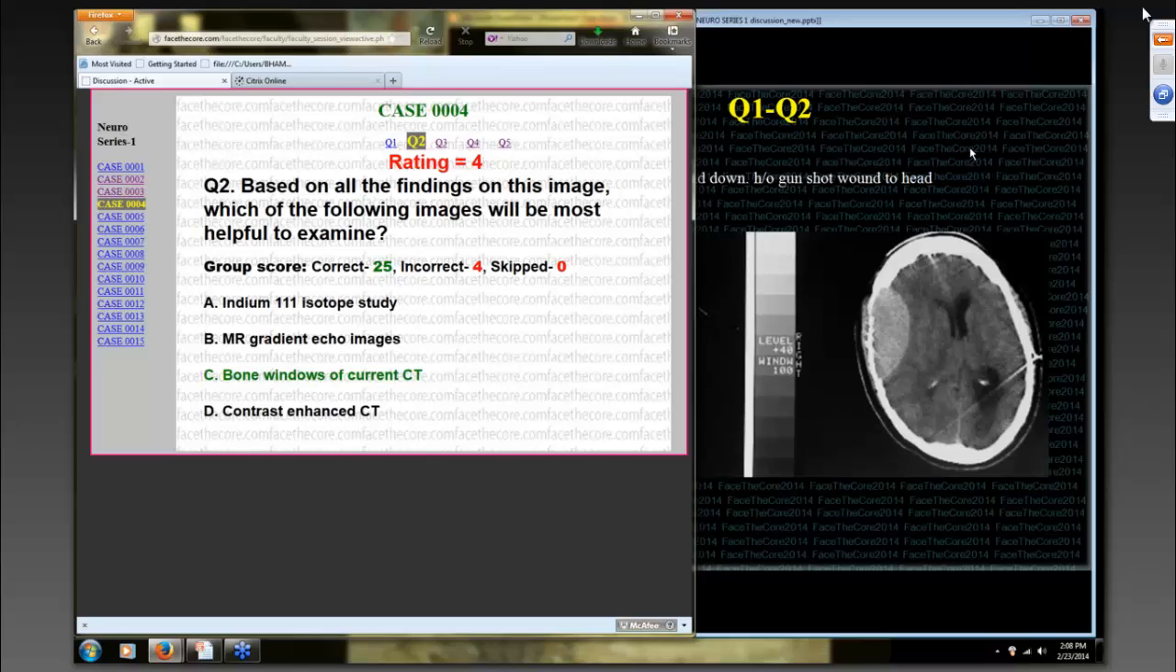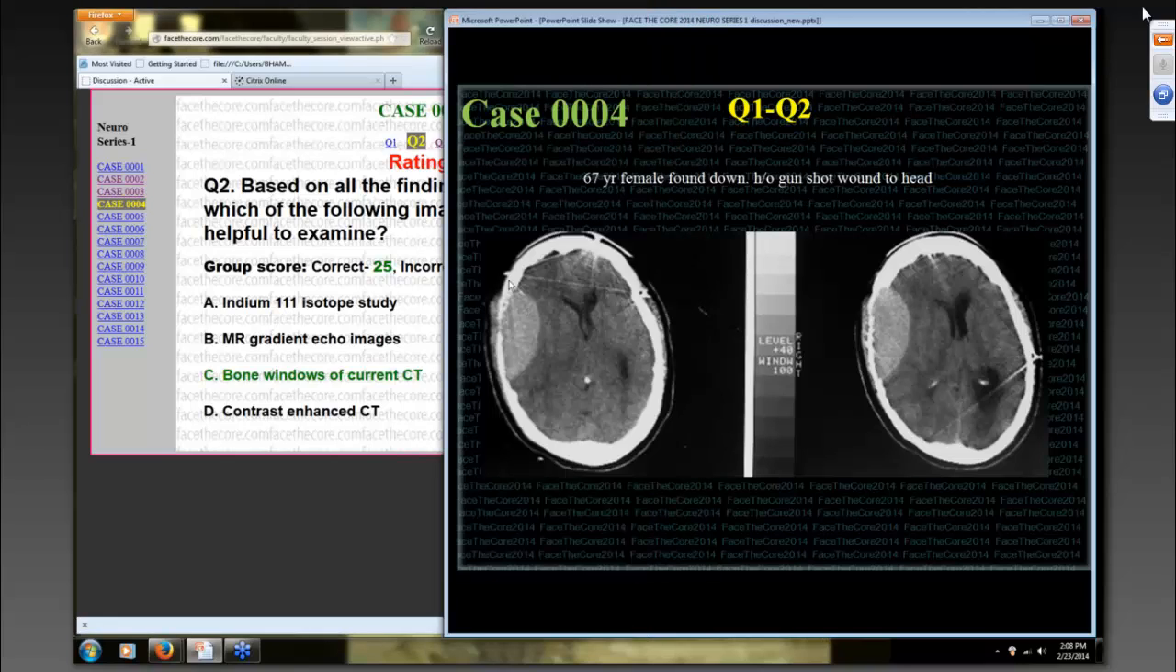Coming to the second question, based on the findings, what is the most helpful to examine in this particular case will be the bone windows, which will be the most appropriate, because you can see that the underlying bone is not fractured and it is not normal, but it is thinned and very irregularly outlined.